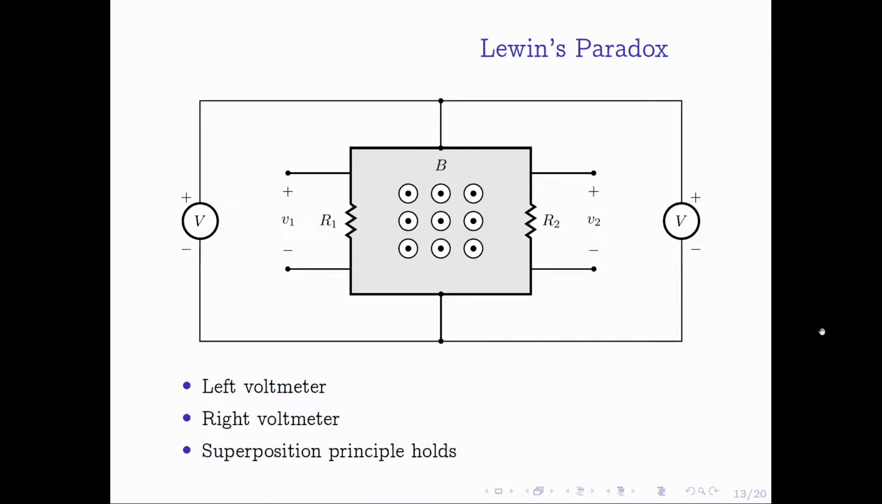Now it is the time to study Lewin's paradox. We can apply what we have learned from the previous examples, and we can place the voltmeters outside the loop. We shall use similar techniques, and it is possible to split this analysis into the left voltmeter and the right voltmeter separately. Of course, using the superposition principle, we can find the overall behavior.